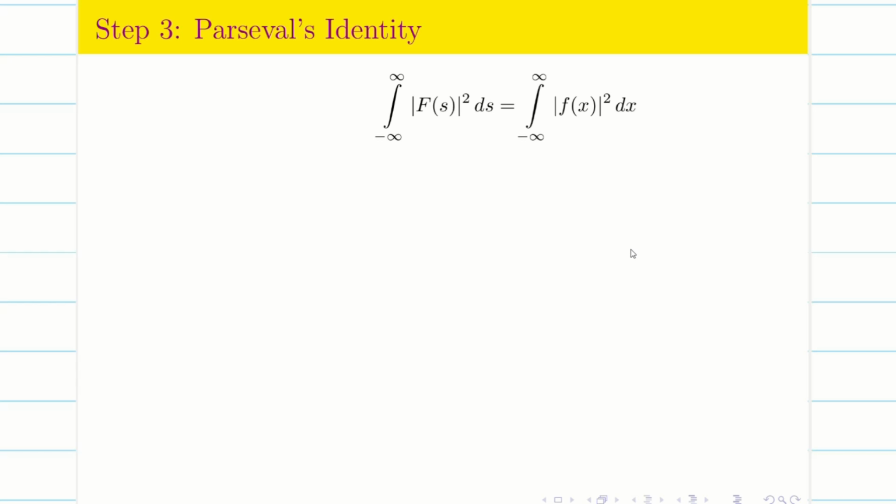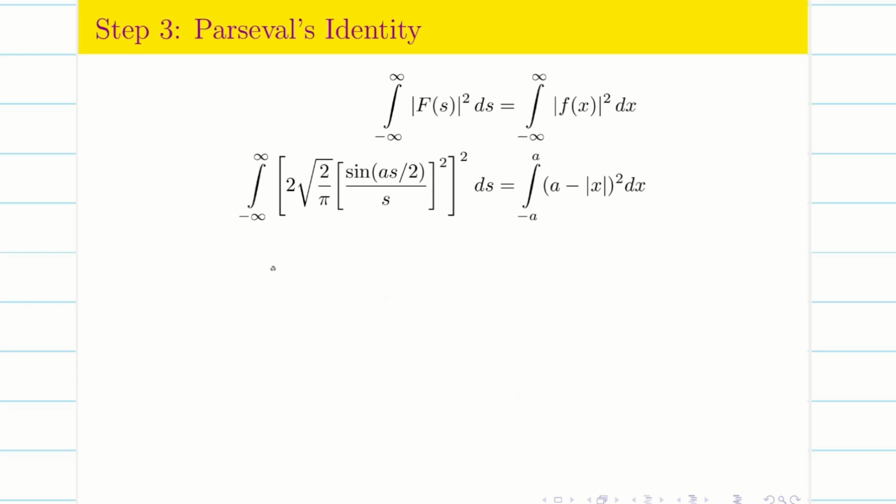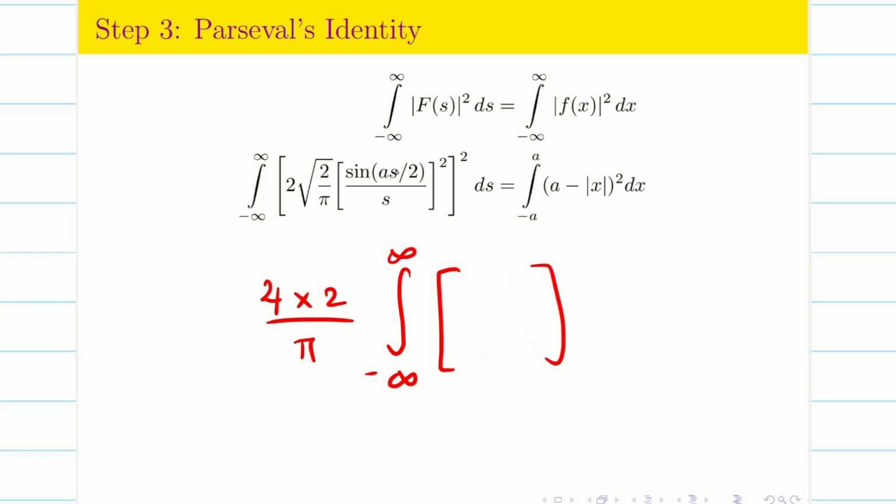Just substitute the values of capital F of s and small f of x. Simplifying this, we will be getting 2 square is 4, root 2 is 2 and root pi square is pi. Minus infinity to infinity, I can write the remaining things. Here whole square again square. So I can write it as power 4 ds. Right hand side remains as it is.